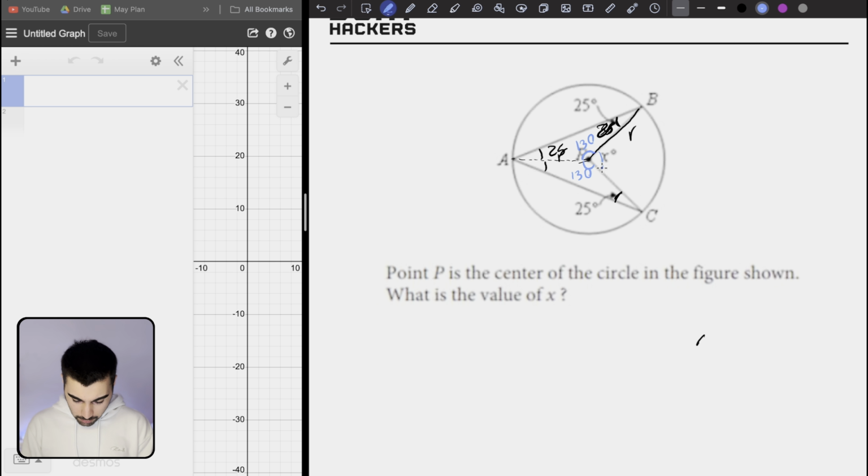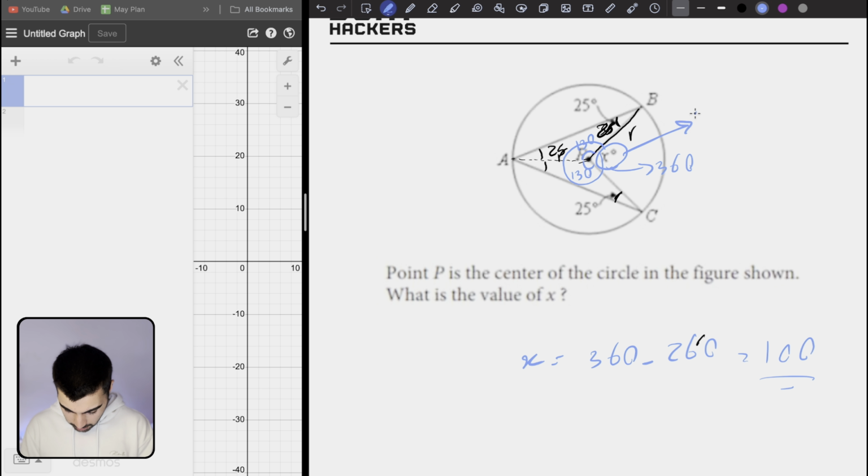So the whole total is 360, right? So we're going to have 130 plus 130 plus x should be 360. That means x is going to be equal to 360 minus the sum of 130 and 130, which is 260. So that is going to be 100 degrees. So x is 100 degrees as the answer.